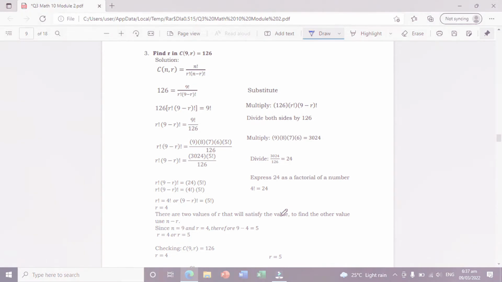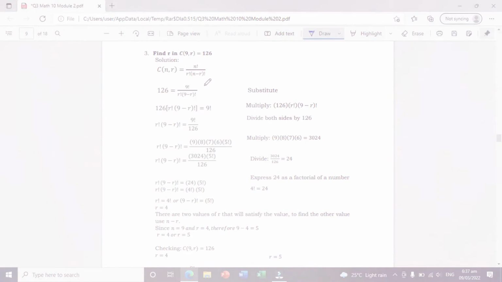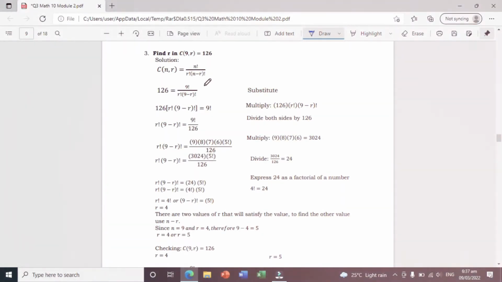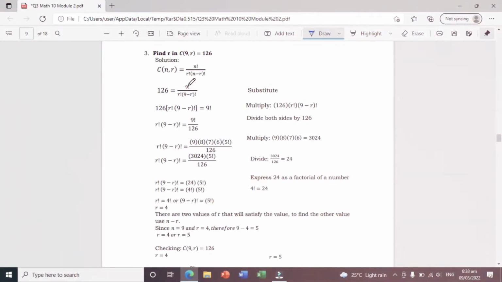Okay, so number 3. Find R in C9,R equals 126. So, earlier in number 2, we were looking for the value of N. This time, the value of R. So, same as before, substitute the given values. We don't have R, we have N. So, our N is 9, then factorial, then R, we don't have R, then factorial, times 9 minus R factorial.